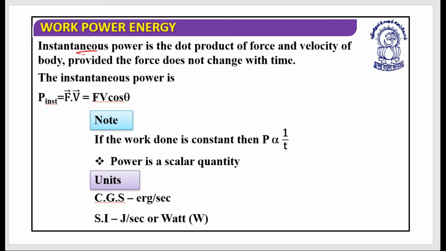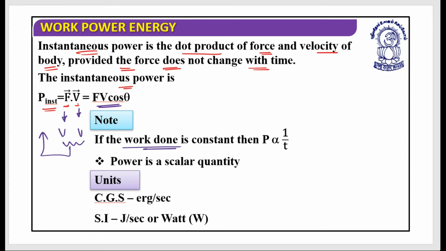Next, instantaneous power. It is the power at that particular instant, determined by the dot product of the force and velocity of a body, provided that the force does not change with time. So instantaneous power is P instantaneous equals F dot V. Please remember that force and velocity are both vectors, and power is a scalar, so I need to perform a dot product. So this is F dot V, which is F V cos theta.